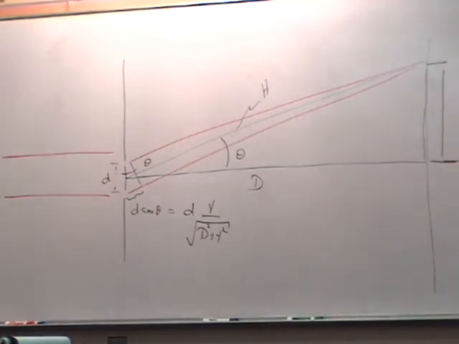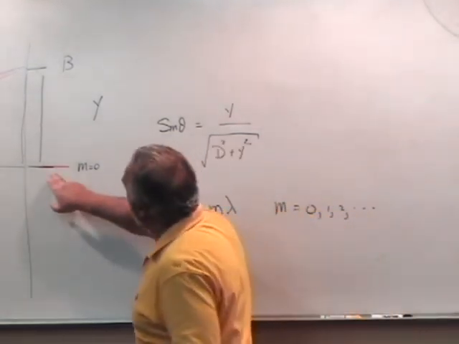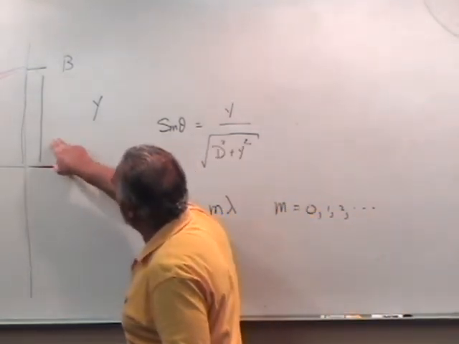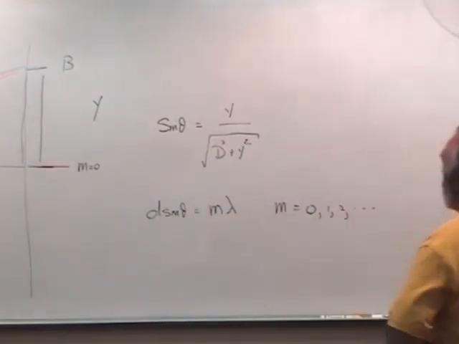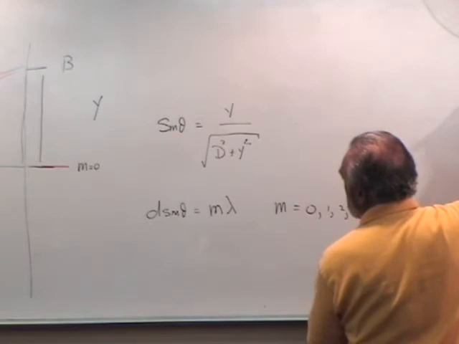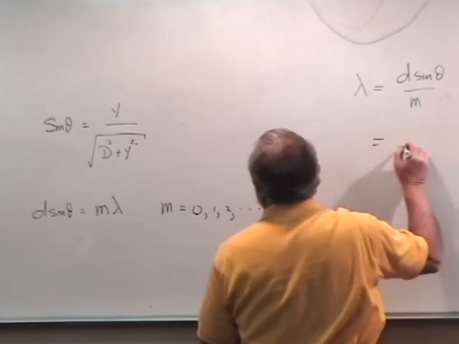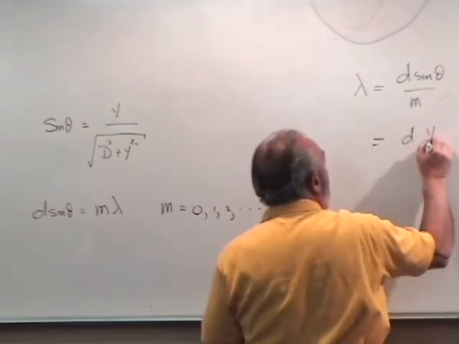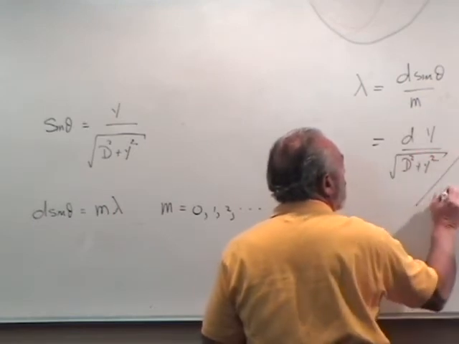It can equal 1, 2, and so on, theoretically forever, not really, because the speed of light is not infinite. But we now have, for each bright spot, the bright central maximum when m equals 0, and for the first bright spot on either side, we have m equals 1, and so on. So finally, we have that lambda is equal to d sine theta over m, which of course is d times y over the square root of d squared plus y squared, all divided by m.